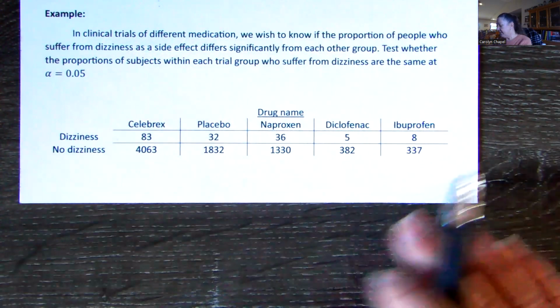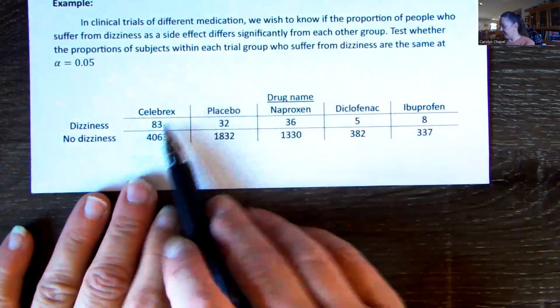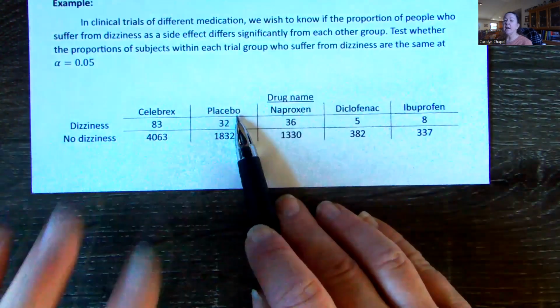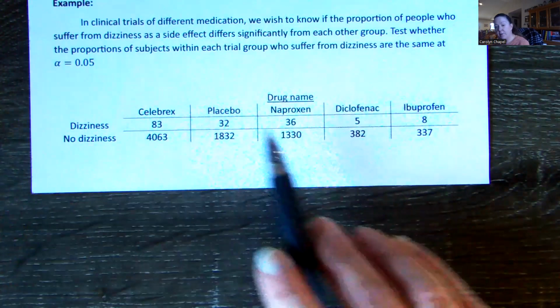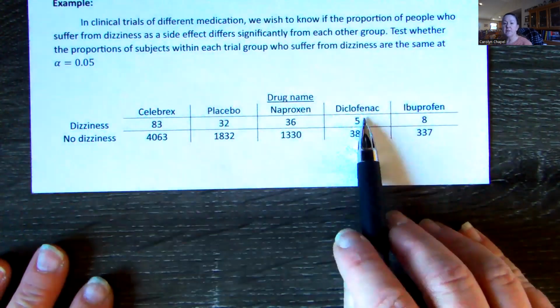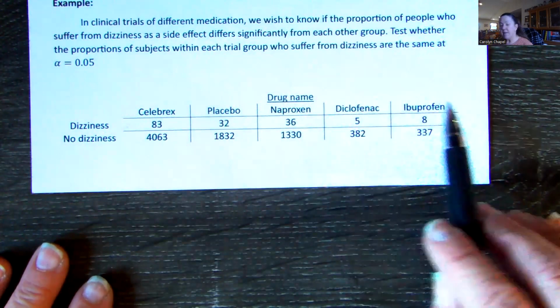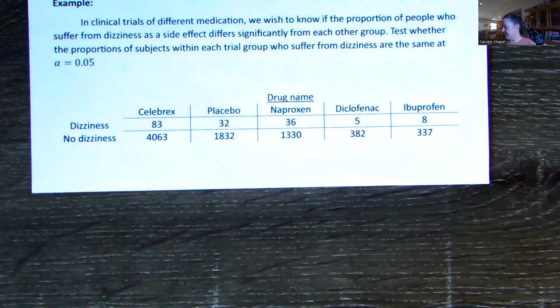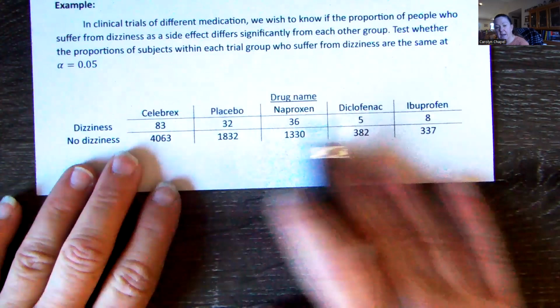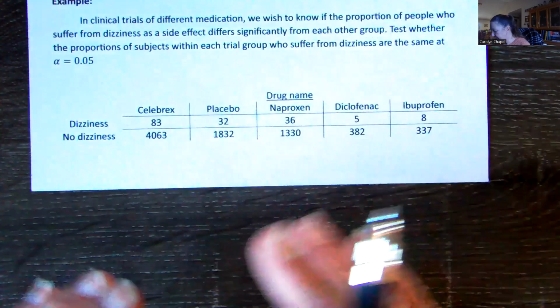Okay, and so here we have Celebrex. We have some sort of placebo, which is a fake drug. We have naproxen. We have, I don't even know how to pronounce this, but I'm going to go with diclofenac. And then we have ibuprofen. And these, again, are summarized. If we had the raw data, we'd have someone that said Celebrex, and we'd have them saying no dizziness. Celebrex and dizziness. We have combined all that information into this table. So we've already done the summary.